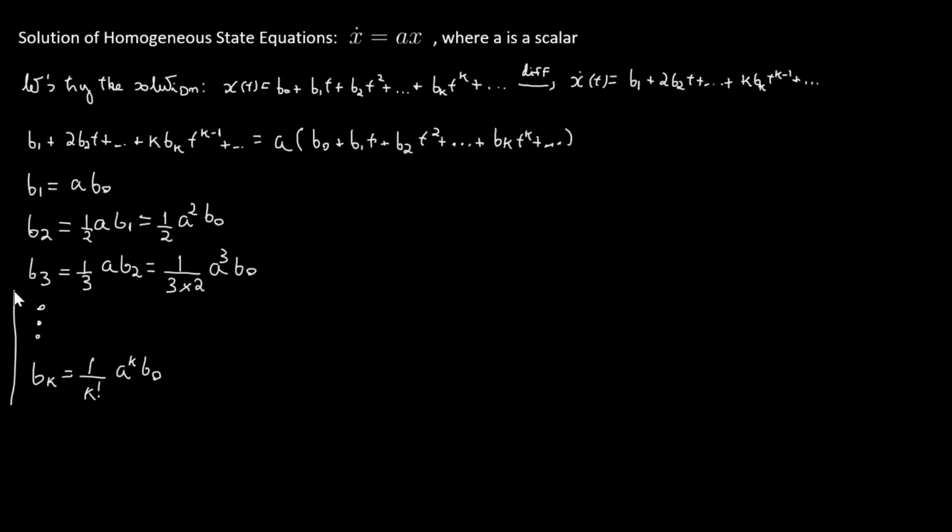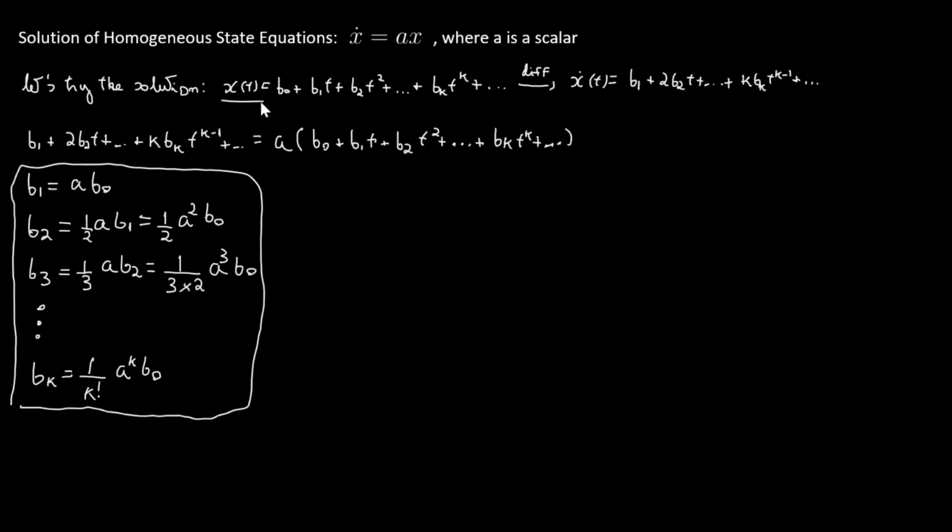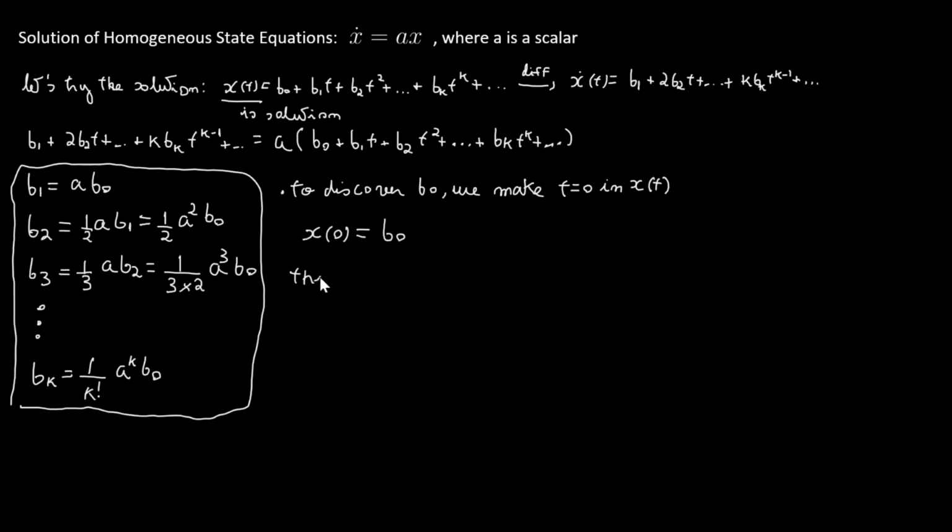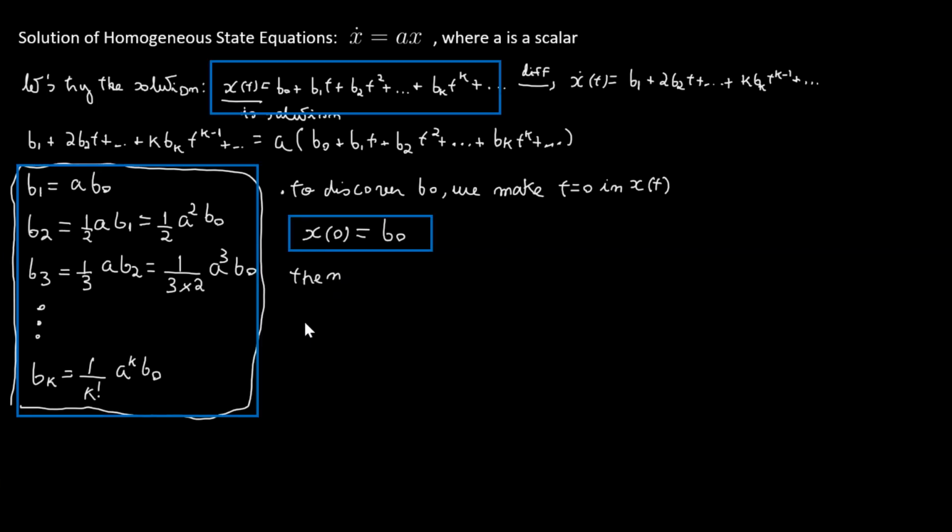These are the values for b1 until bk that make our solution attempt to be in fact the real solution. But we still need to find the value of b0. To this end, by making t equal 0, we easily see that b0 is equal to x0, which is the initial condition for the variable x. Now we just have to substitute the found values for the constants b0, b1, and so on into the proposed solution to obtain.